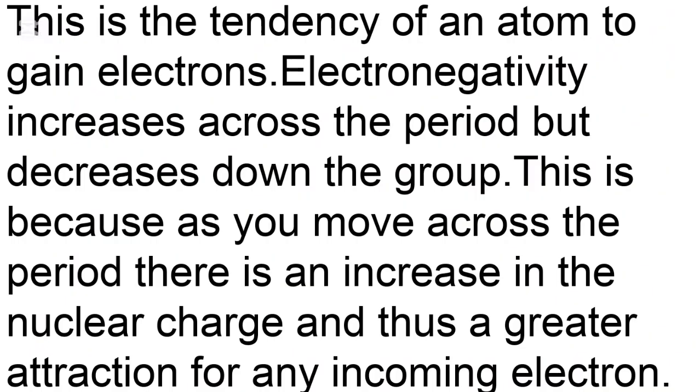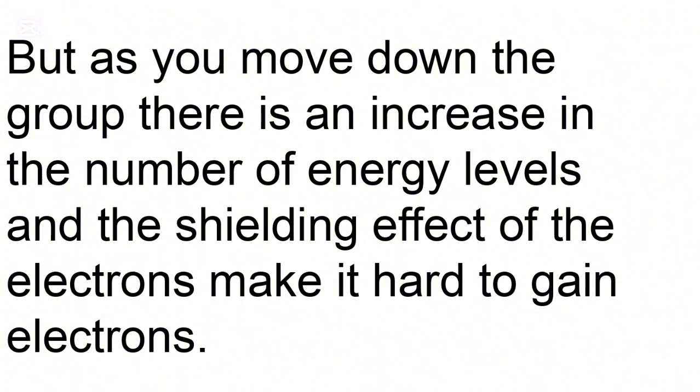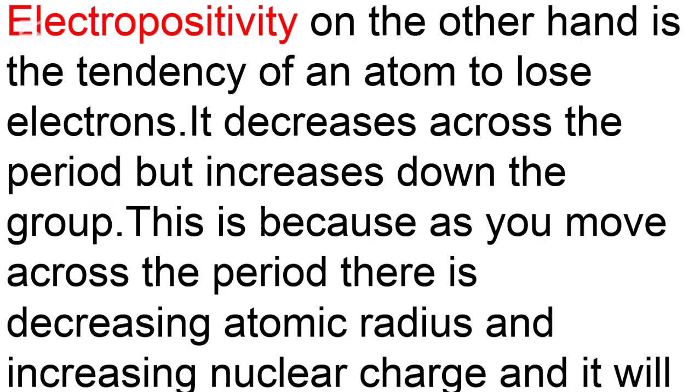Electronegativity is the tendency of an atom to gain electrons. Electronegativity increases across the period but decreases down the group. The reason for this is because as you move across the period, there is an increase in the nuclear charge and thus a greater attraction for any incoming electron. But as you move down the group, there is an increase in the number of energy levels, and the shielding effect of the electrons make it hard to gain electrons.